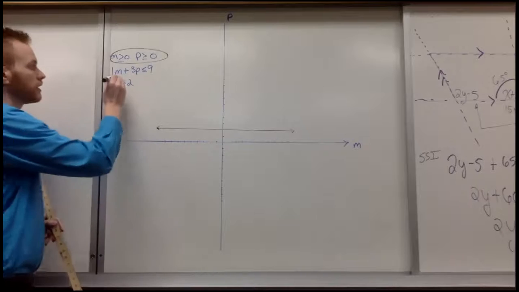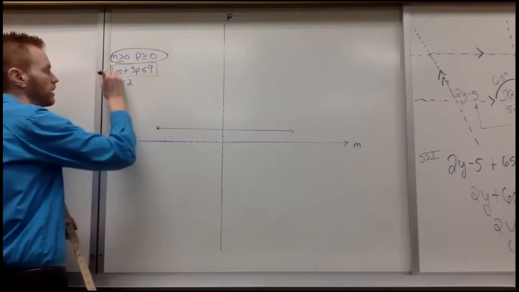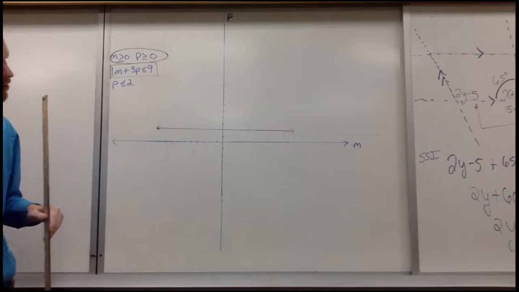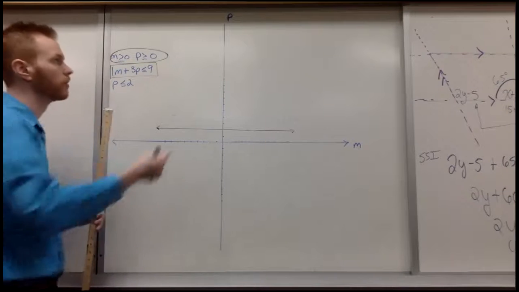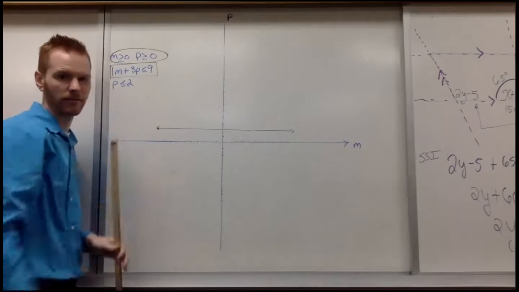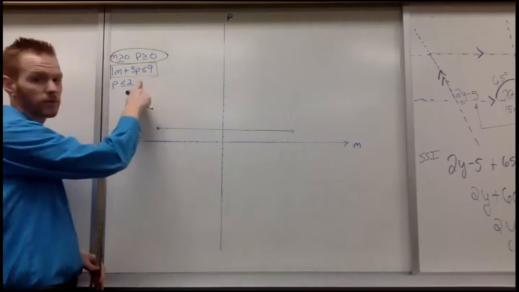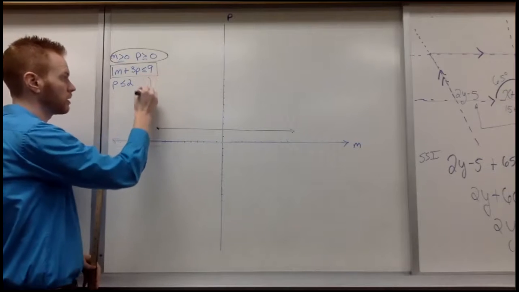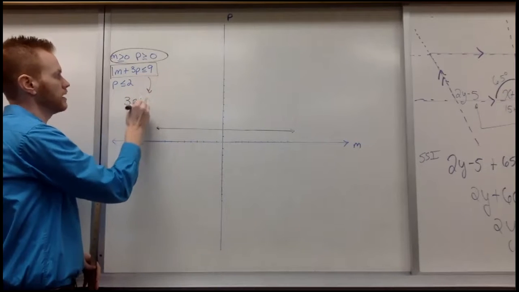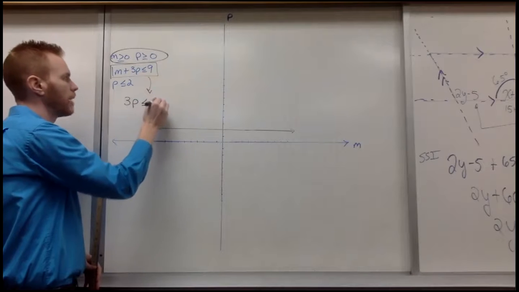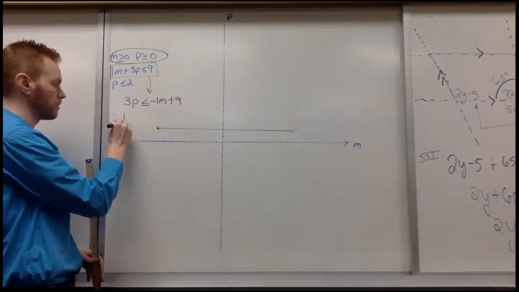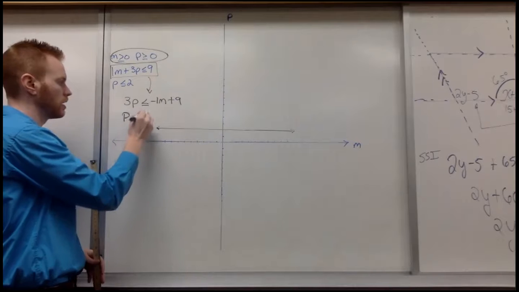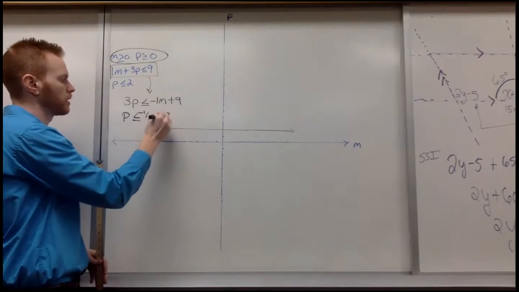Okay, this one right here, this troublemaker. I'm not using x and y anymore, I'm using p and m. My y is technically the variable p, so I'm going to solve this for that, okay? Down here, I'm going to write 3p is less than or equal to negative 1m plus 9. And then my last step is to solve for p. So p is less than or equal to negative 1/3 m plus 3.